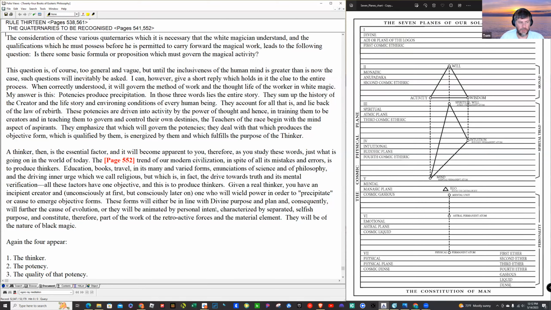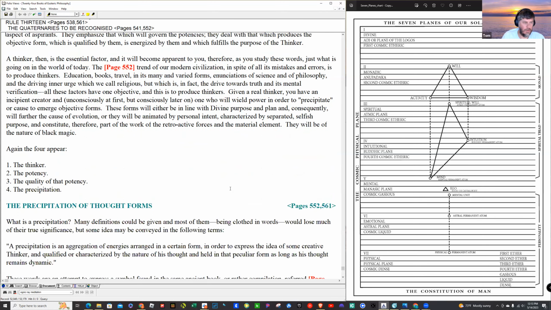Given a real thinker, you have an incipient creator, and unconsciously at first, but consciously later on, one who will wield power in order to precipitate or cause to emerge objective forms. These forms will either be in line with divine purpose and plan, and consequently will further the cause of evolution, or they will be animated by personal intent, characterized by separated selfish purpose, and constitute therefore part of the work of the retroactive forces and the material element. They will be of the nature of black magic. Again, the four appear. One, the thinker. Two, the potency. Three, the quality of that potency. And four, the precipitation. That concludes the first subsection of Rule 13.